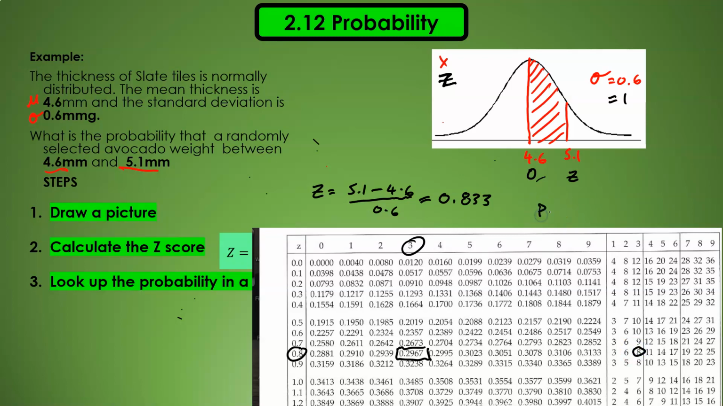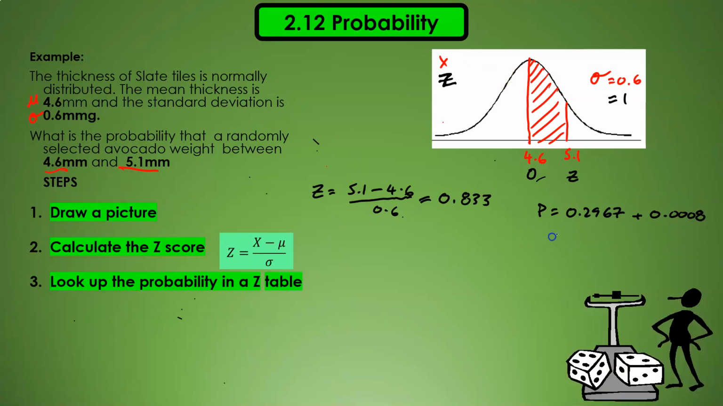So our probability is equal to 0.2967 plus 0.0008. So, which means our probability is 0.2975. That means the area in our diagram here is 0.2975.